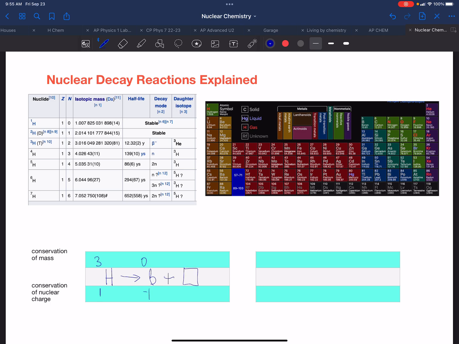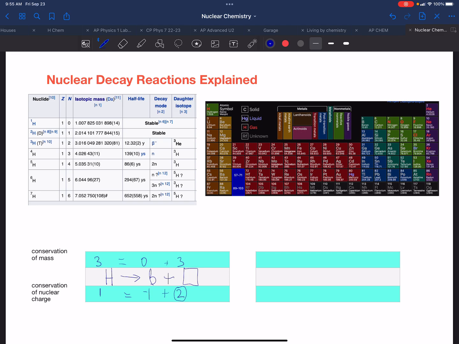Now, this is a simple mathematical equation. 1 equals -1 plus what number? Or what number plus -1 equals 1? Well, when we think about that, that's the number 2. 2 plus a -1 is 1. And 3 equals 0 plus 3. So whatever this species it turns into, it will have a nuclear charge of 2 and a mass of 3.